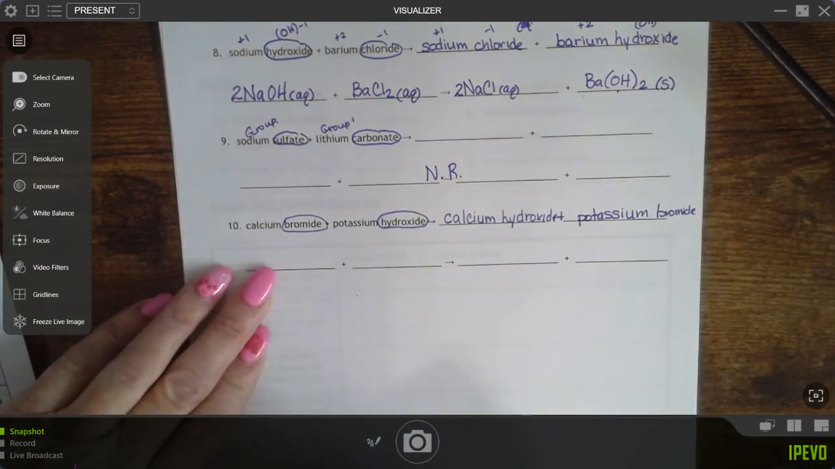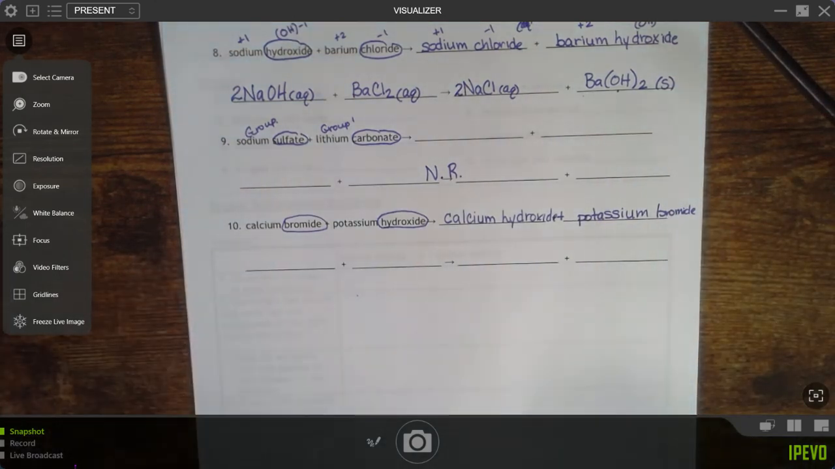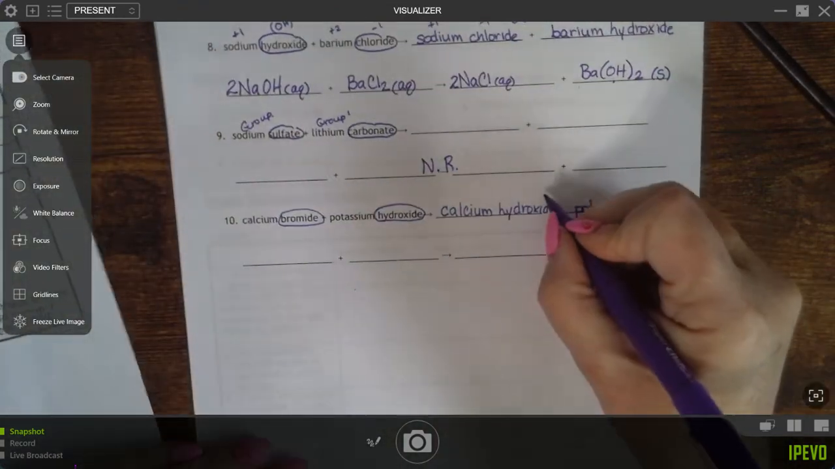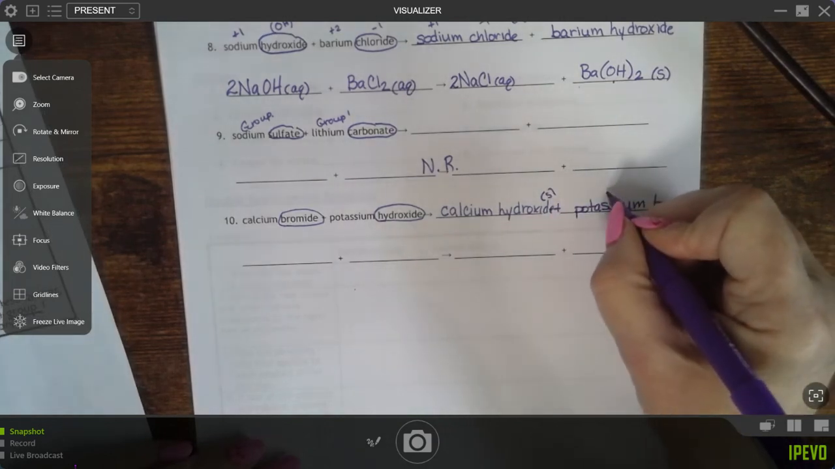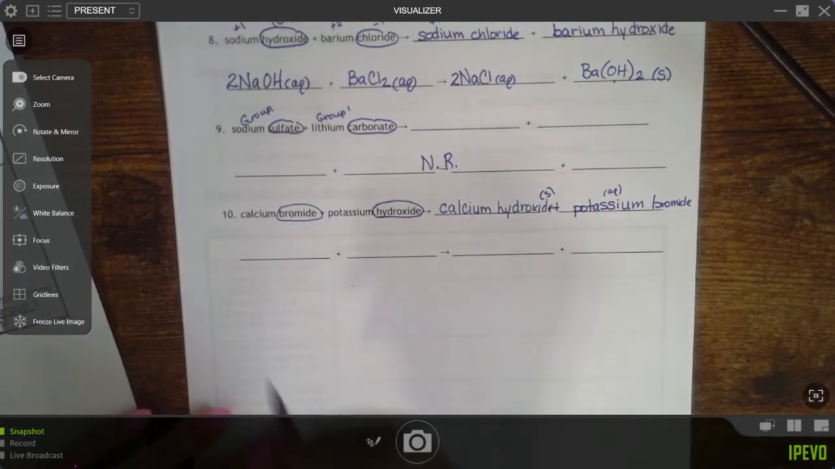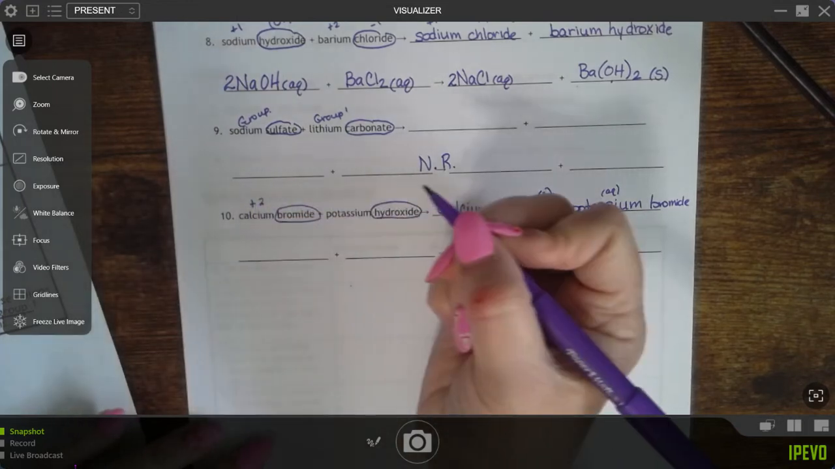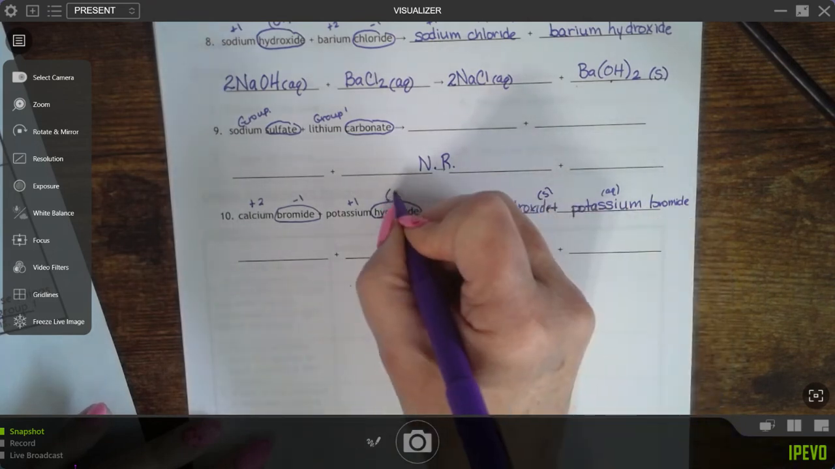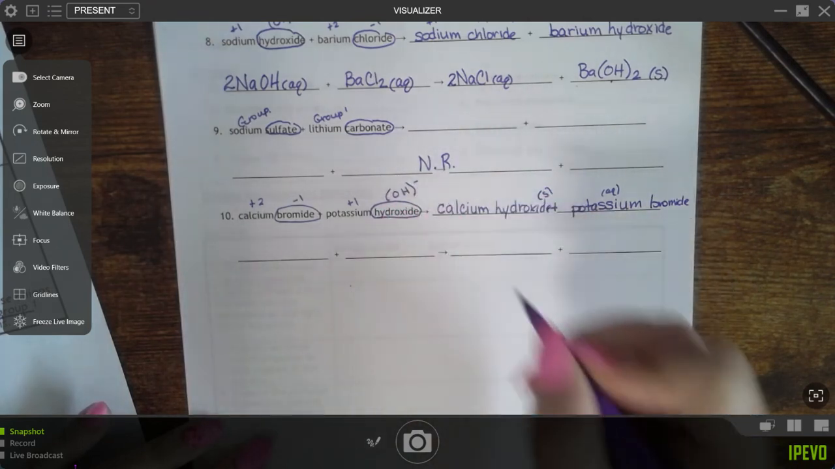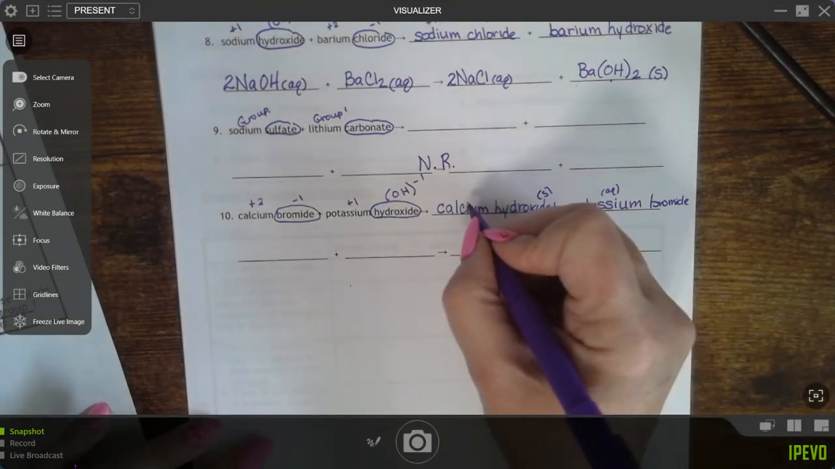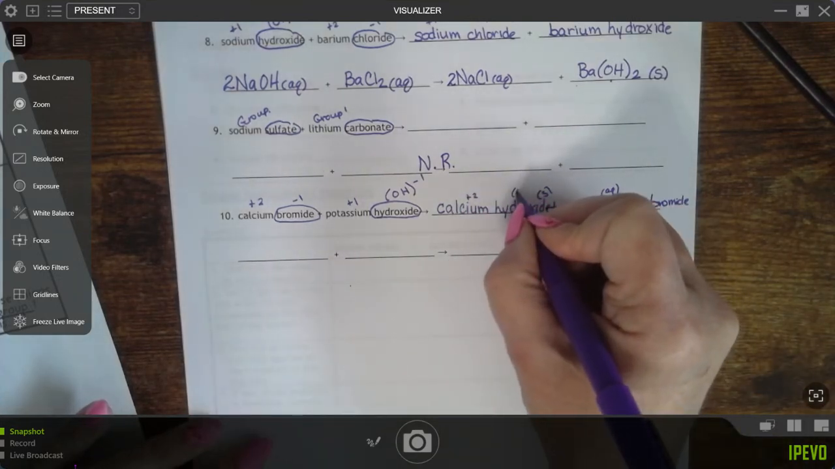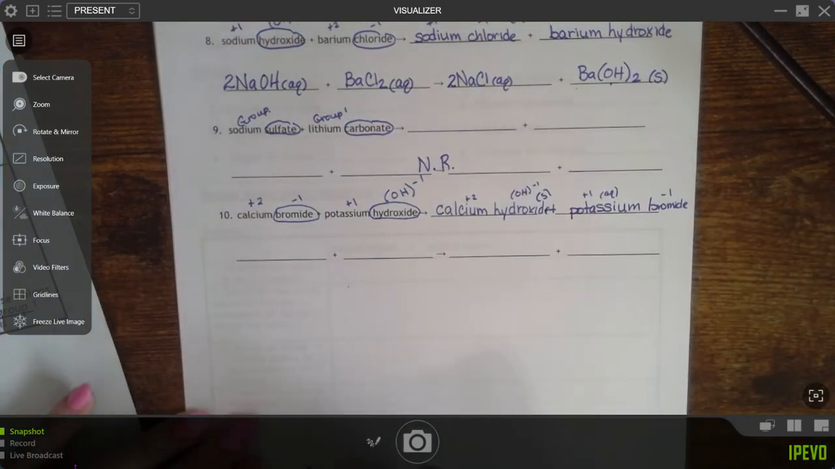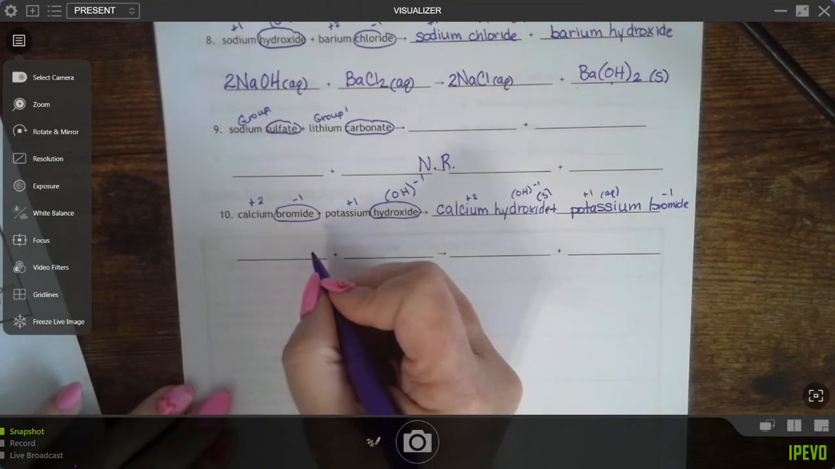All right. Let's look at our solubility rules. We said that hydroxide is going to be our solid. So this is going to be solid. Since this is a group 1 metal, this is aqueous. Calcium has a +2 charge. Bromide a -1. Potassium a +1. Hydroxide is a polyatomic ion with a -1 charge. Calcium is +2, hydroxide is -1, potassium is +1, bromine's -1. All right, so let's crisscross charges and see what our formulas are.